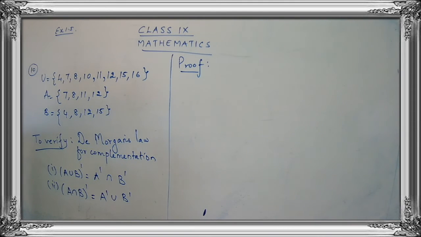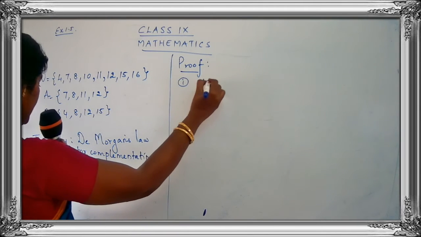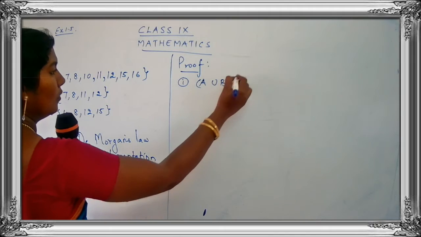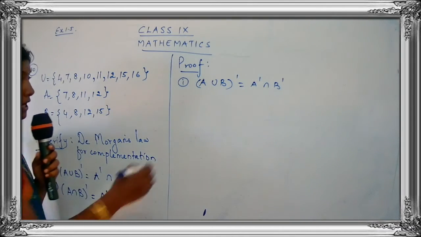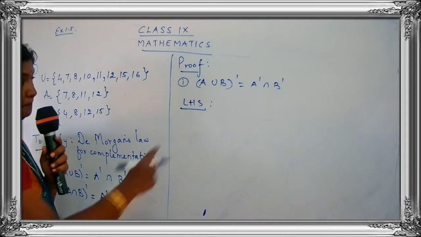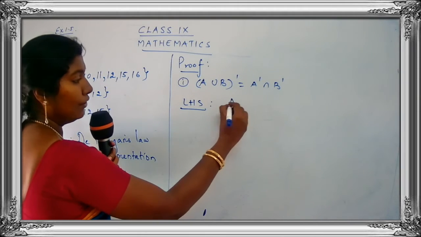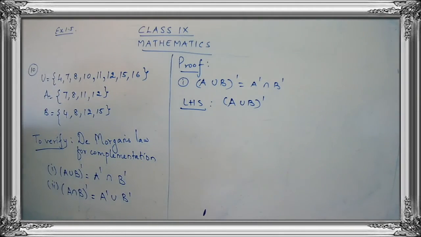So here I am going to take the first part, that is (A union B)' equals A' intersection B'. Let's go for the part. I'll take the first one. Here I am going to take the LHS part. What is the LHS part, children? (A union B)'.